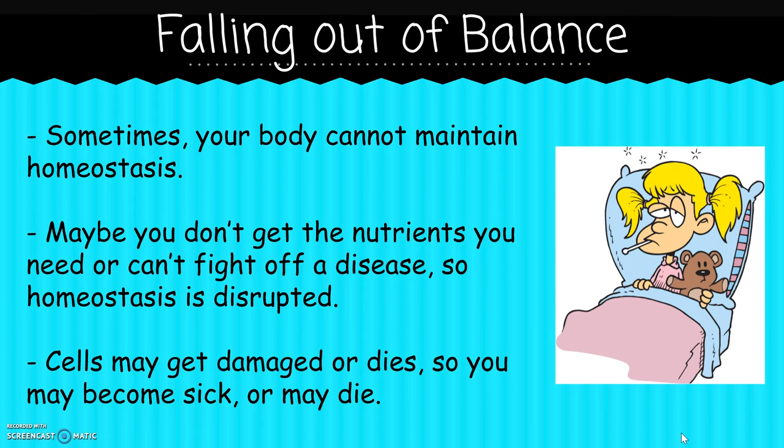So what happens if your body cannot maintain homeostasis? Maybe you don't get the nutrients you need for your body to use, so it can't fight off a disease. This is when homeostasis is disrupted. When your homeostasis is disrupted and your body cannot do what it needs to do, your cells may get damaged or die. So this leads you to maybe become sick. And if your body cannot bounce back, if it cannot maintain that homeostasis and get back to that balance, it could result in death, which, it's going to be really bad off.